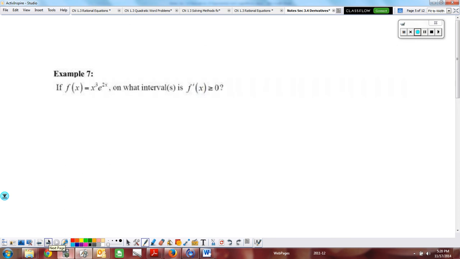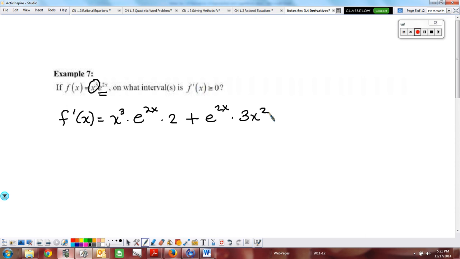All right, so let's take a look at example 7. Now here we want to figure out in what intervals the derivative is greater than or equal to 0. So first thing we have to do is find f prime of x, our derivative. We're going to use a product rule. So I'm thinking of first function, second function. So first times the derivative of the second, the derivative of e to the 2x would be itself times 2, remember e to the u du, plus your second function times the derivative of the first, 3x squared.